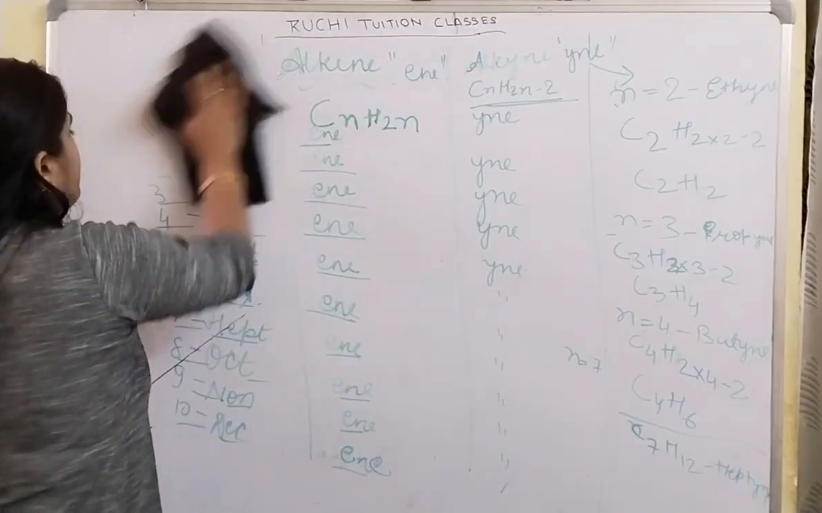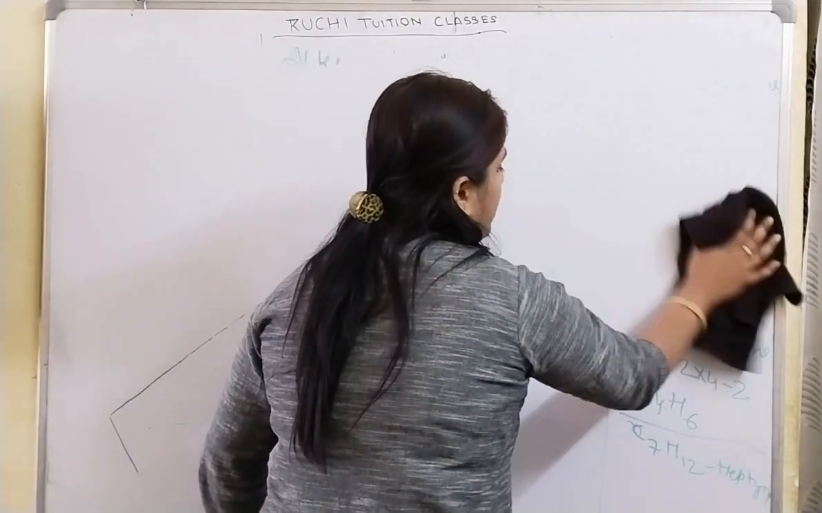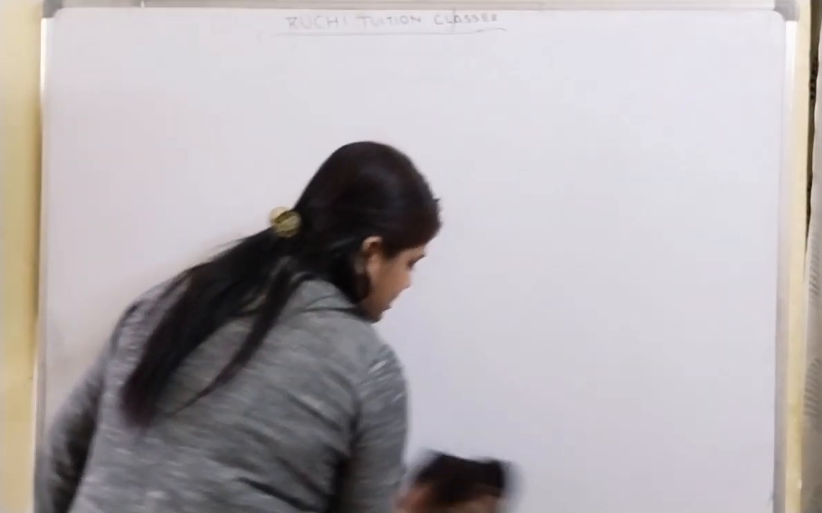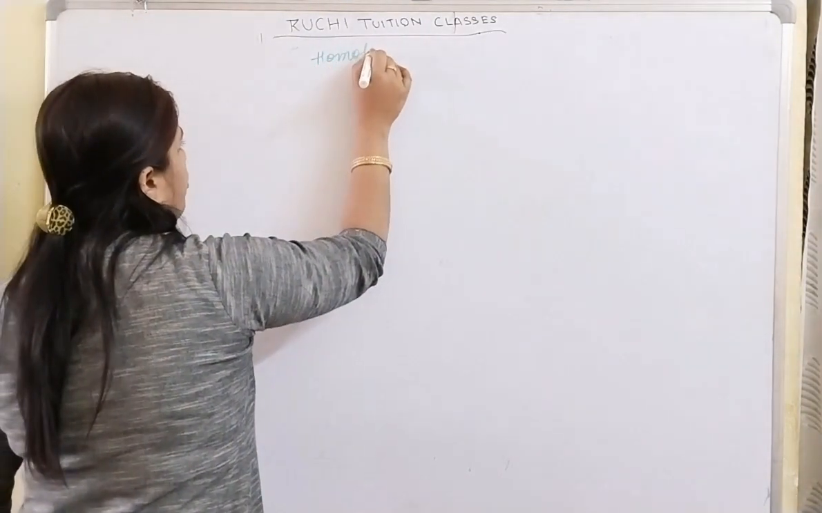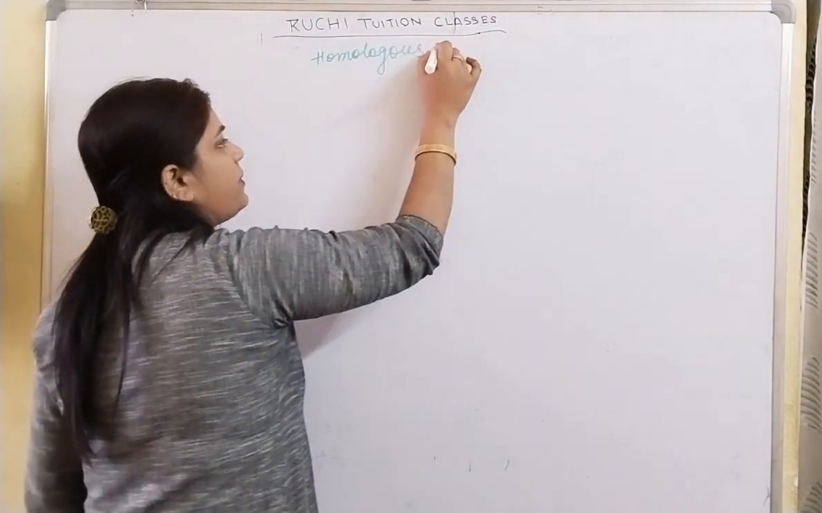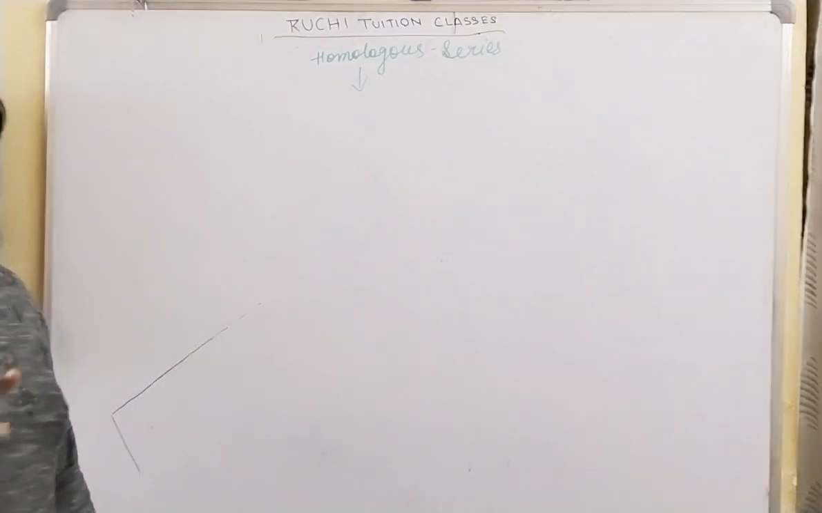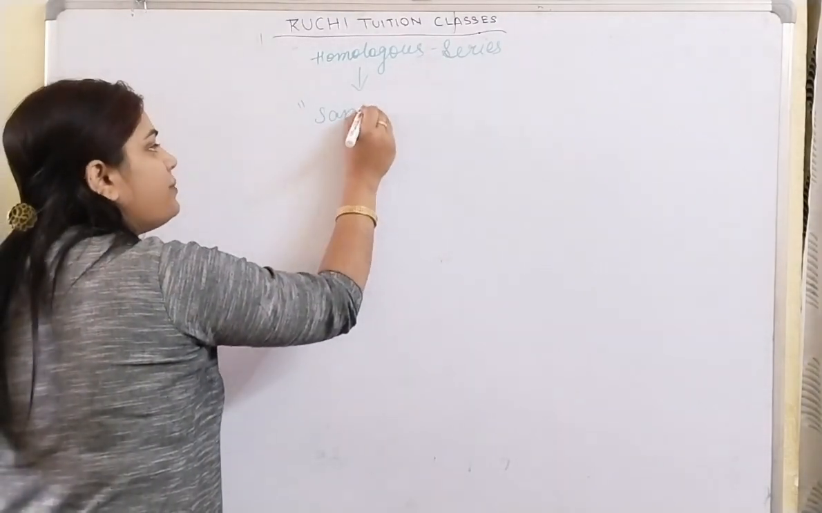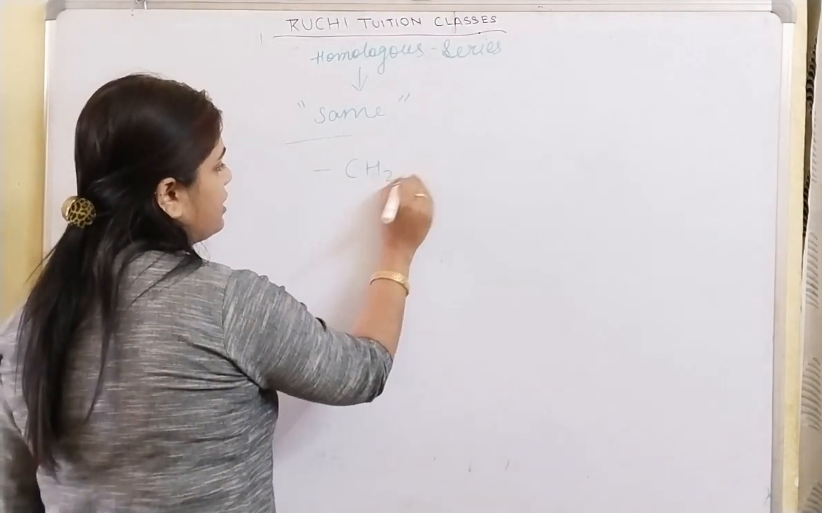One more thing is there, the homologous series. I have taken the first 3 groups here, and one more important thing for naming is the homologous series. First know the homologous series, then I will discuss the other functional groups. So know what the homologous series is. Homologous in a very simple way means same. Homologous means same. So here the homologous series always contains CH2.